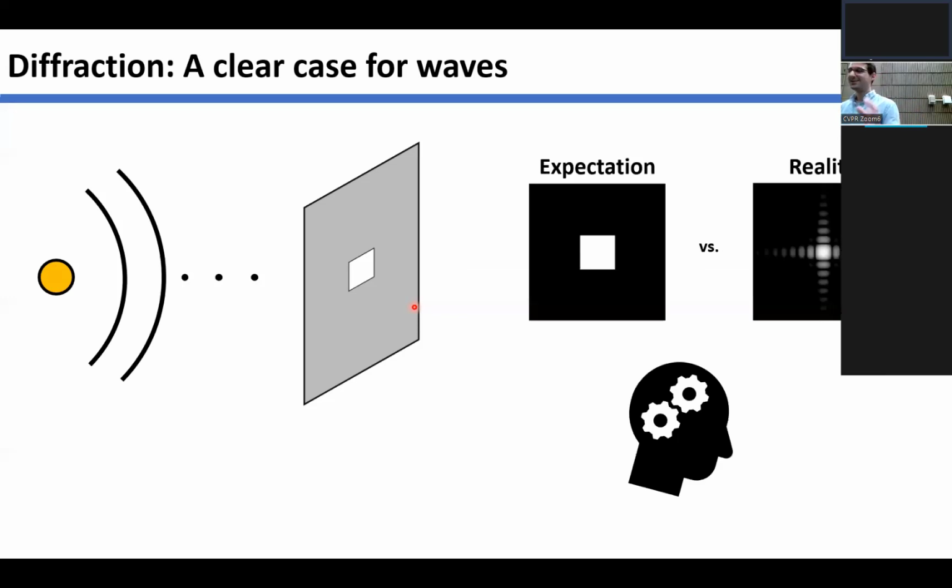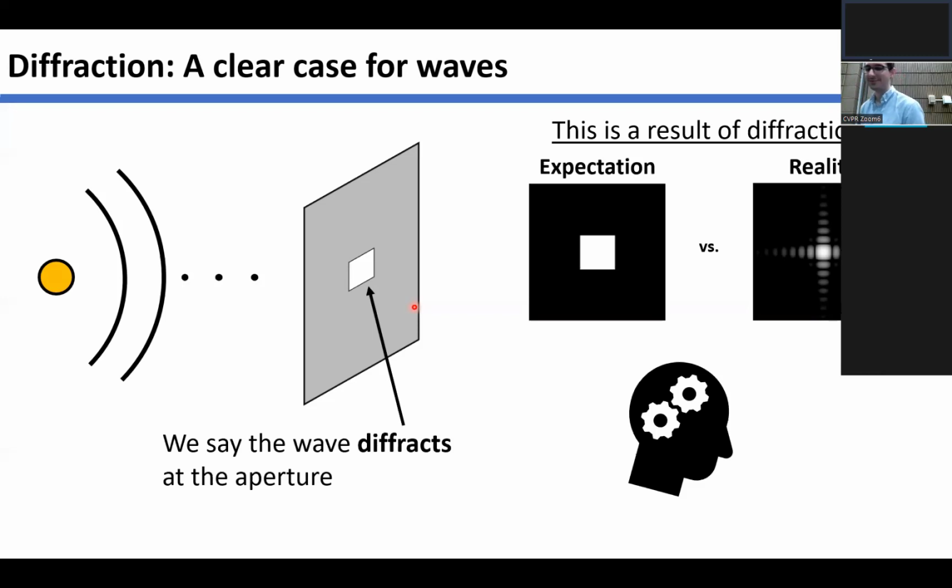I would expect it honestly to look like a square, but it ends up looking like this funny star-looking thing. So we'll say that the wave diffracts at the aperture, and that this is a result of diffraction. This is kind of my expectation versus reality. The cogs in my mind are turning. Oh, why is this going on? As we'll see, especially if you're really far away, it ends up just being the Fourier transform. But the question as to why it is the Fourier transform is really one of the core ideas that we want to get at in this first part. So why is this happening? It's a very odd thing.